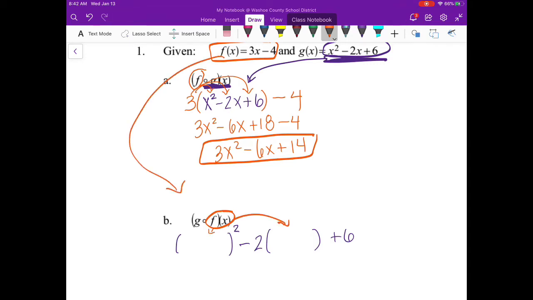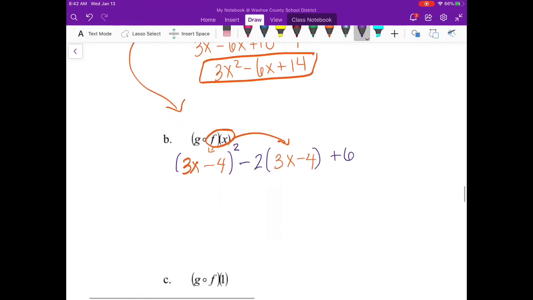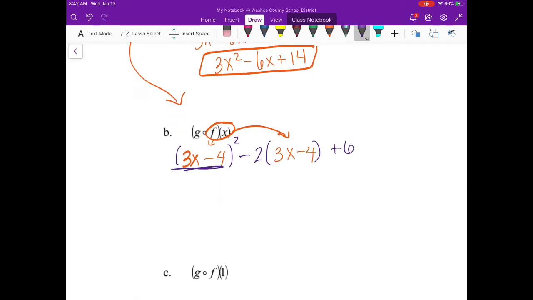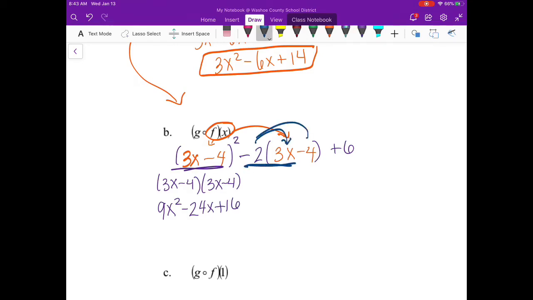So I'm going to bring it over, and that's 3x minus 4, 3x minus 4. And then go ahead and simplify from there, okay? So this means multiply 3x minus 4 by itself. And when I do that, I get 9x squared minus 24x plus 16. This means distribute the negative 2, which gives me negative 6x plus 8. And then bring down that plus 6, okay?